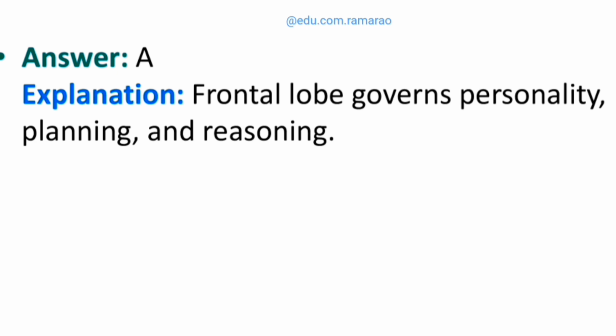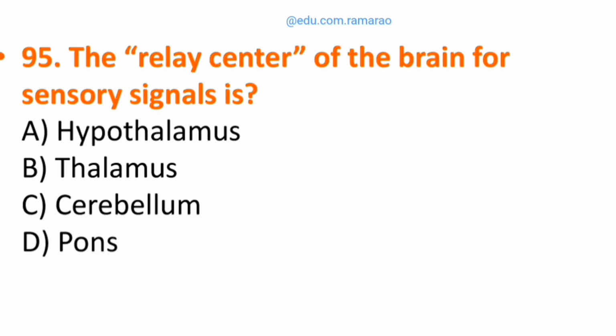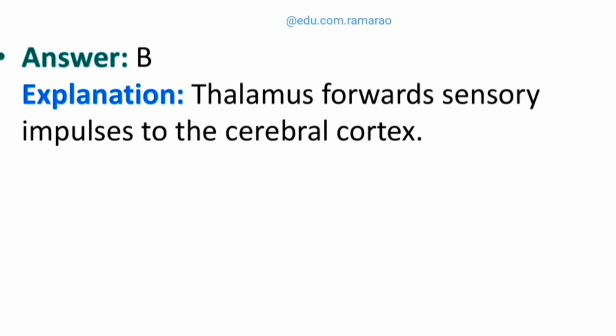Next question. The relay center of the brain for sensory signals is option A hypothalamus, option B thalamus, option C cerebellum, option D pons. The correct answer is option B. Thalamus forwards sensory impulses to the cerebral cortex.